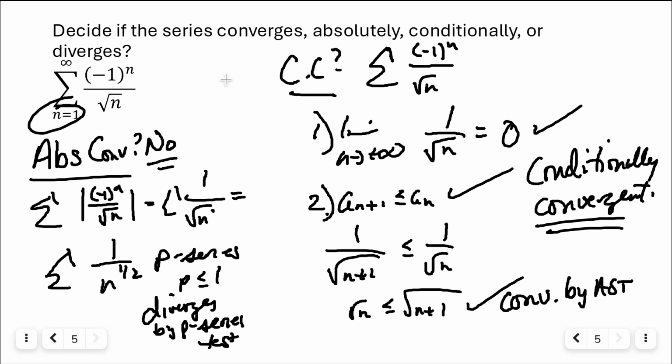All right, let's say the series does not absolutely converge, and then you try to see if it conditionally converges, and it doesn't do that either, then the series would diverge. Okay, if it doesn't fit either of the two convergences, then the series diverges. And that's it. That's the difference between absolute and conditional convergence.